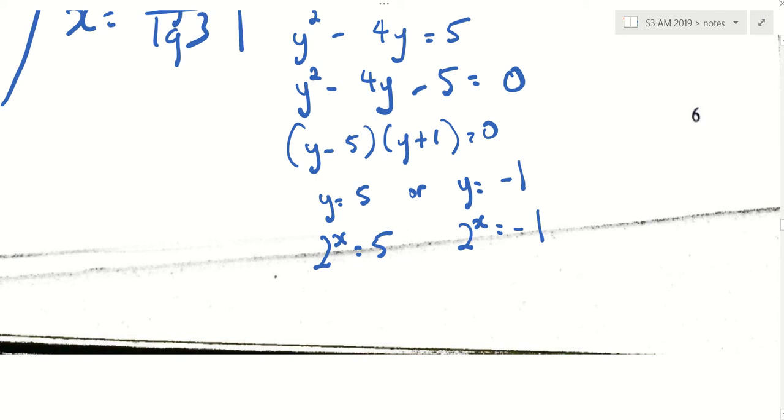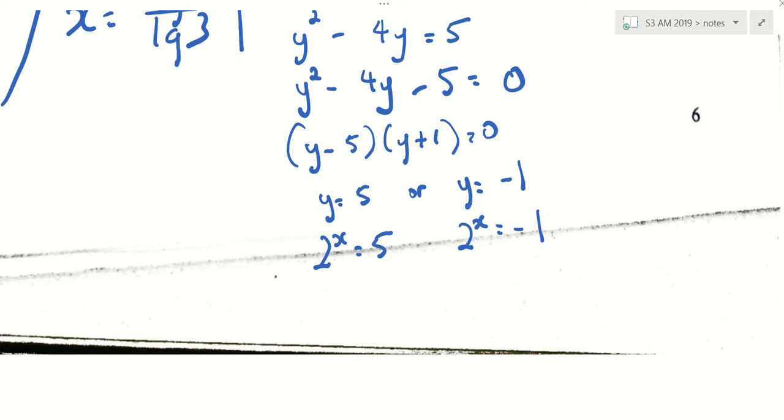Reject for which one? Negative 1. Do you know why? Do you know why reject negative 1? Because something to the power x cannot be negative. Not exactly. Now you need to know why you want to reject negative 1. Look at this. Do you know how to continue next? Dexter, how do I continue next? Do I want the x to come down? Don't want.